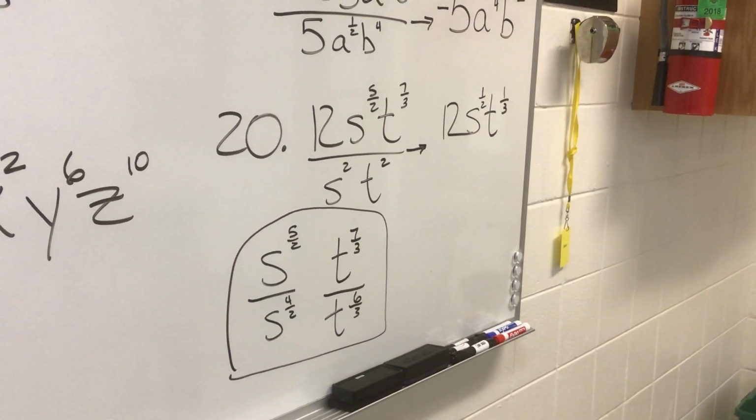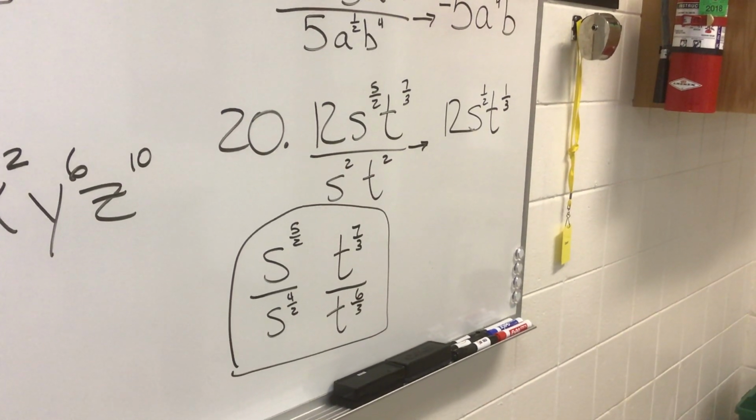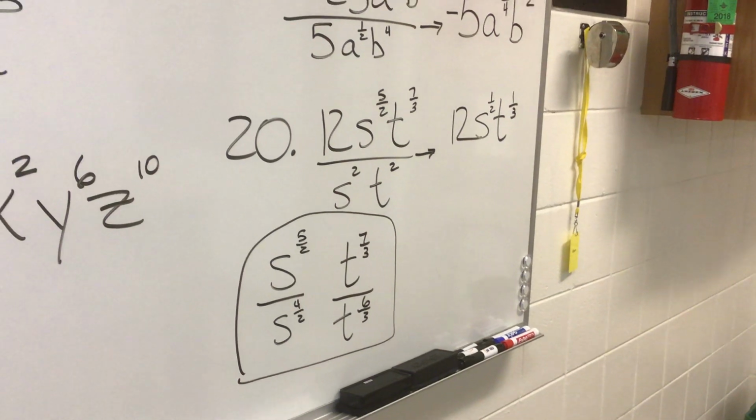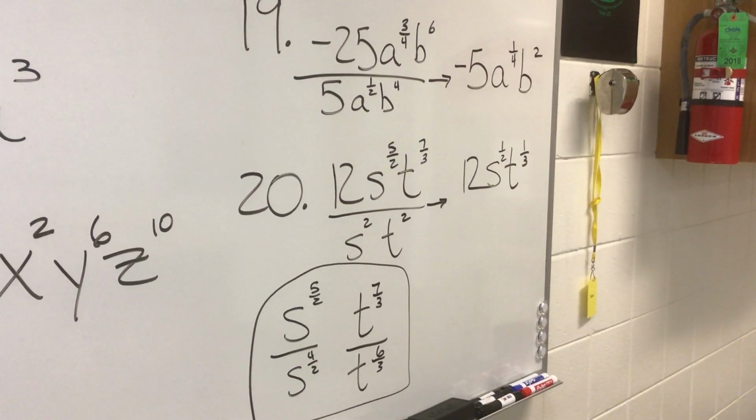Similarly for t, I have 7/3 on the top, 6/3 on the bottom. After I would reduce, I'd be left with 1/3 on the top. So 12, s to the 1 half, t to the 1/3.